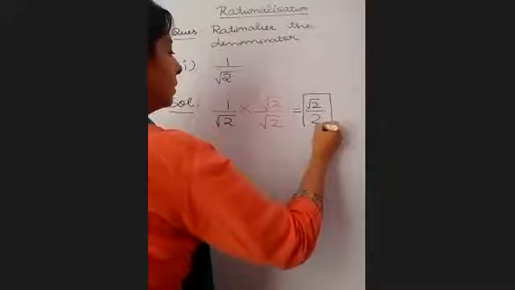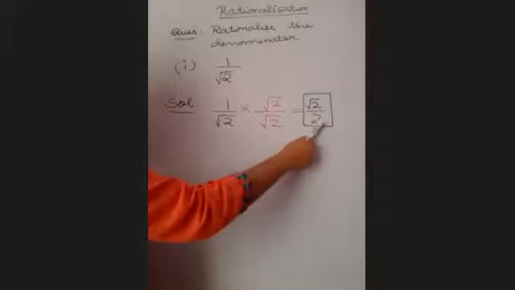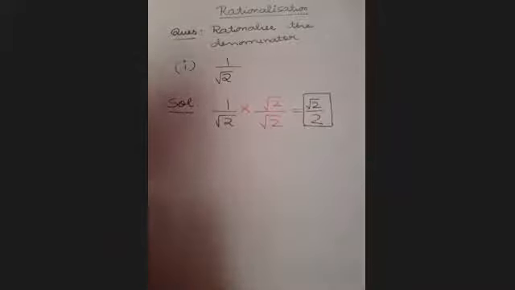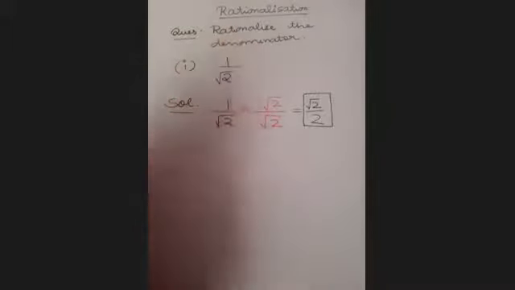Can you see that now 1 by root 2 has become root 2 upon 2. So the denominator has now become a rational number, right? So that is why this is called rationalizing the denominator.